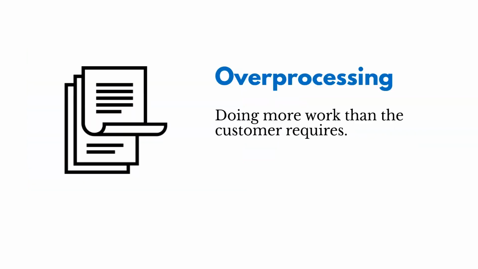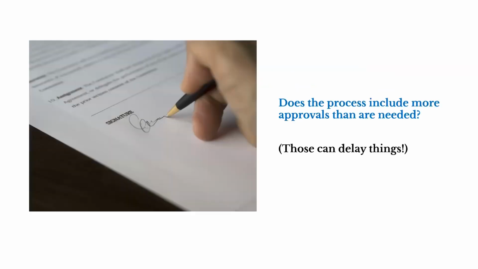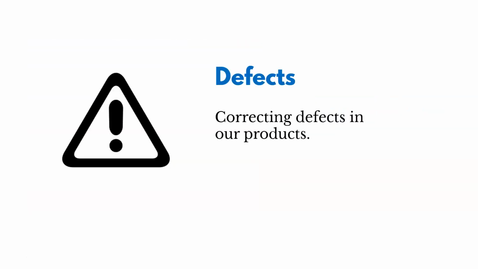Then there's the waste of overprocessing, doing more work than the customer actually requires. An example of this is, does your process include more approvals than are needed? Those approvals can delay things. So we think about what steps are we performing that aren't really important to the customer, and can we pull those out? The final source of waste is defects, issues that we've got to correct in our products.